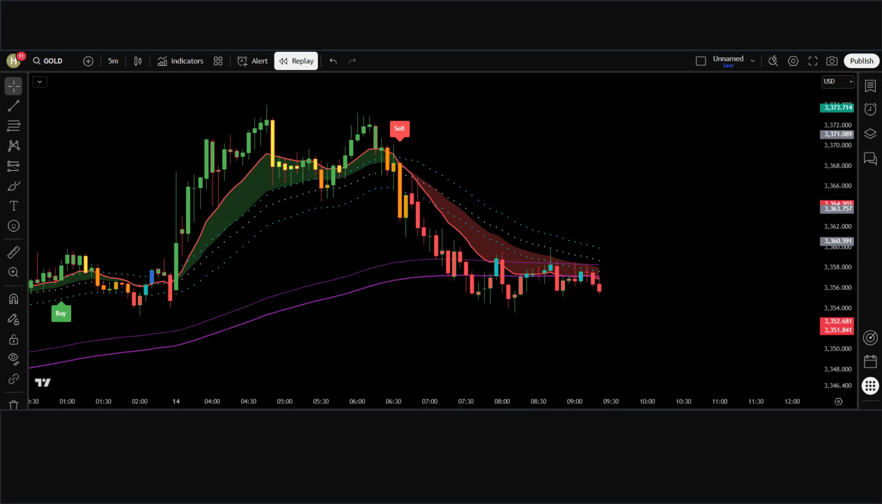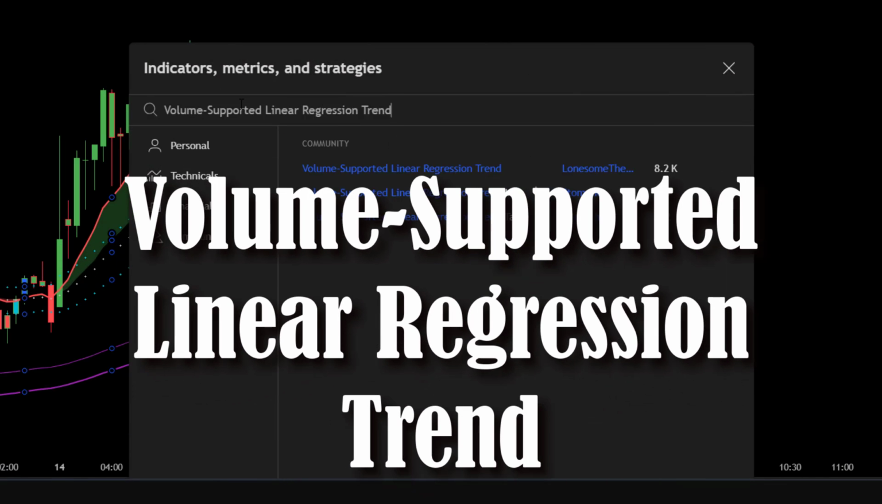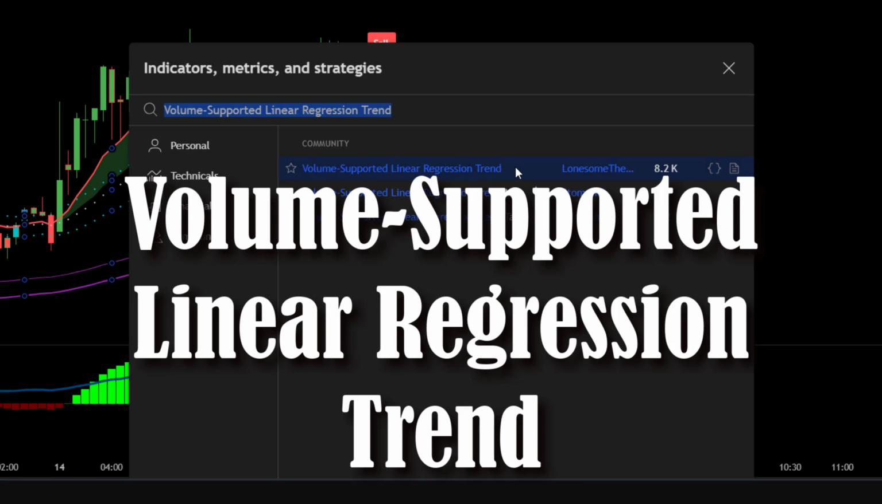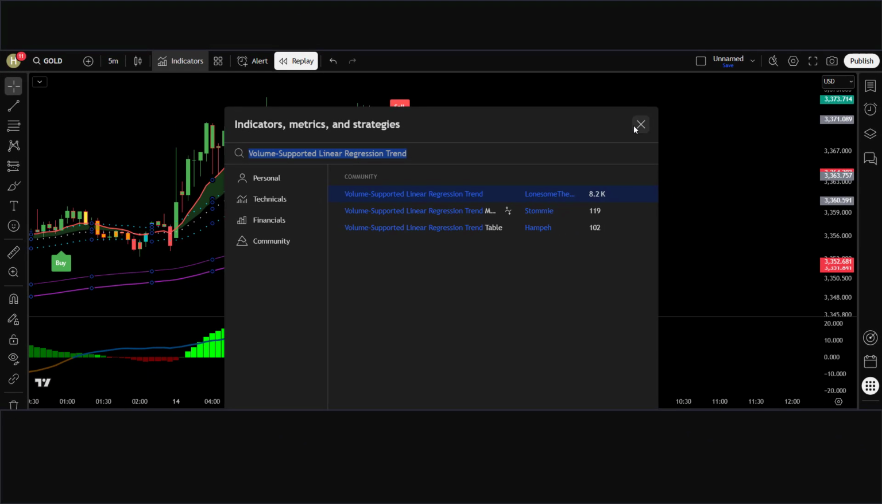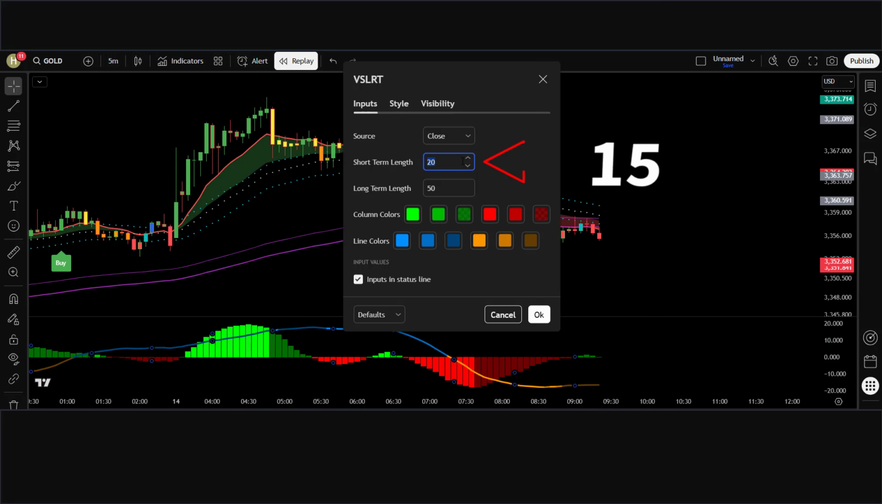We have to apply another indicator on the chart. Second indicator name is volume-supported linear regression trend. Keep the indicator settings as I have shown here.